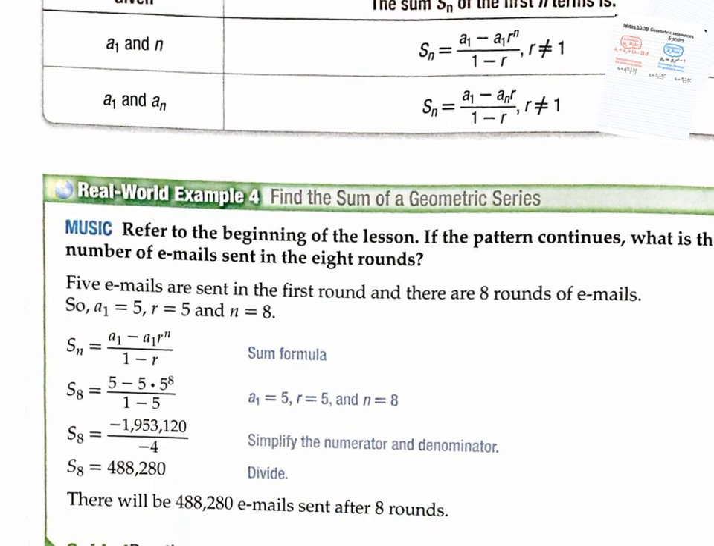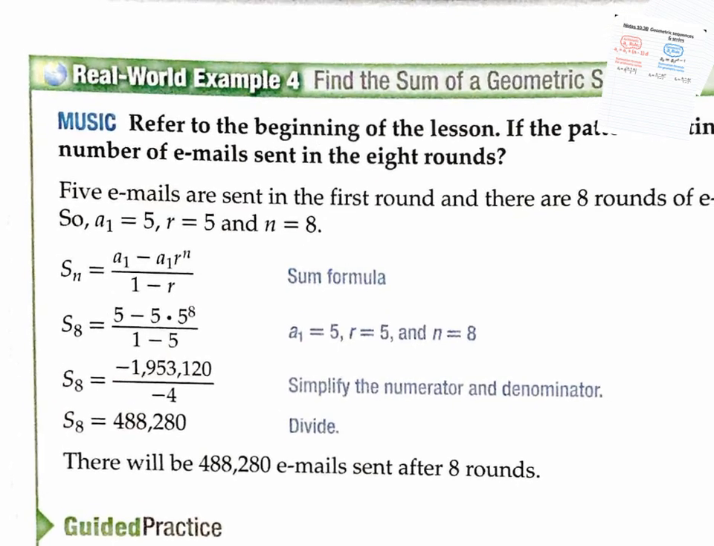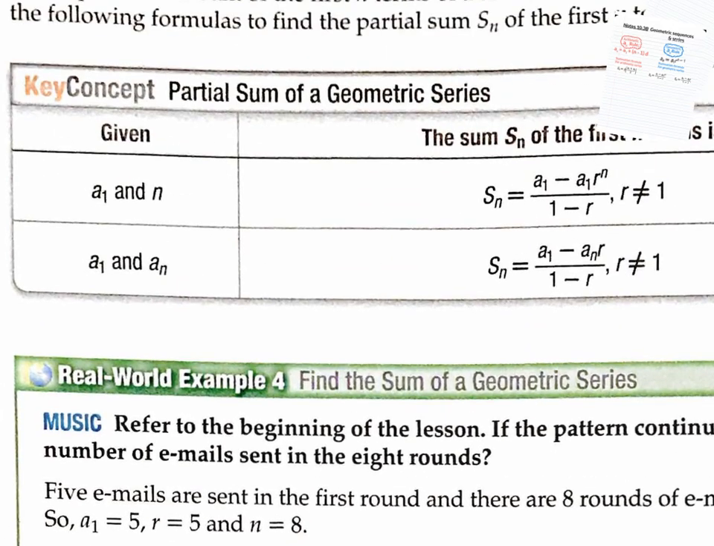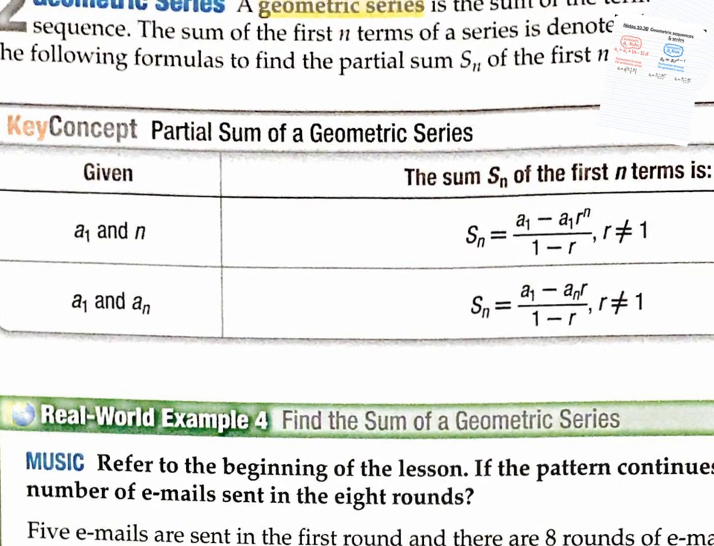Let's see how that plays out in this first example. It's a word problem, but it's simple. They give you the first number being 5, common ratio is 5, and n equals 8, all right? So since they did not give you a last number, they didn't give you your a sub nth term, obviously you're going to be using a sub 1 and n, that's what they give you, you're going to be using this one.